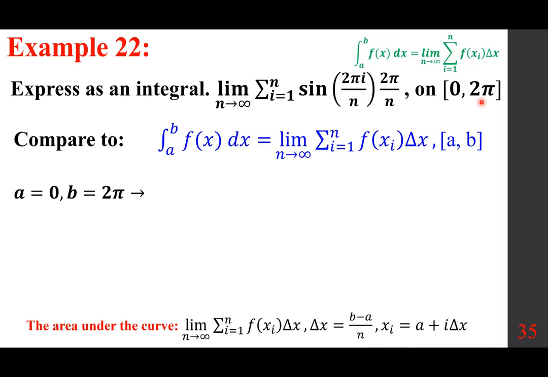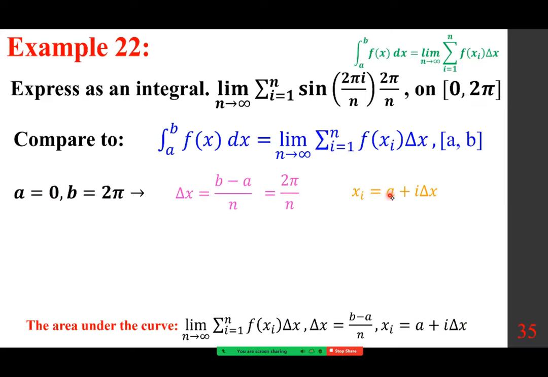Delta x is b minus a over n, which is pi minus 0 over n. x sub i is a plus i delta x. Replace the a with 0. Basically, that's nothing. i times delta x, or 2 pi over n, or 2 pi i over n.